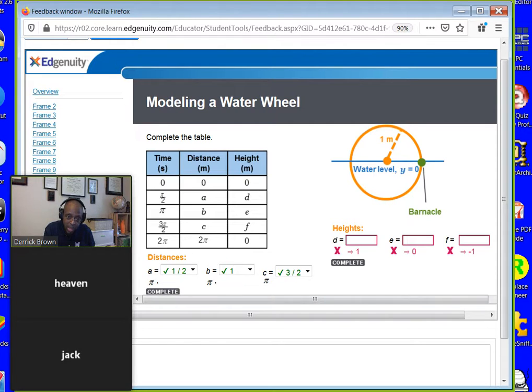So what is this height? The height is the distance above or below the water level. That's what the height is. Now I know what each of these items are in this table. I can see time, which is measured in seconds, presented to me in radian measures. And that further supports the notion that I'm dealing with a unit circle here.